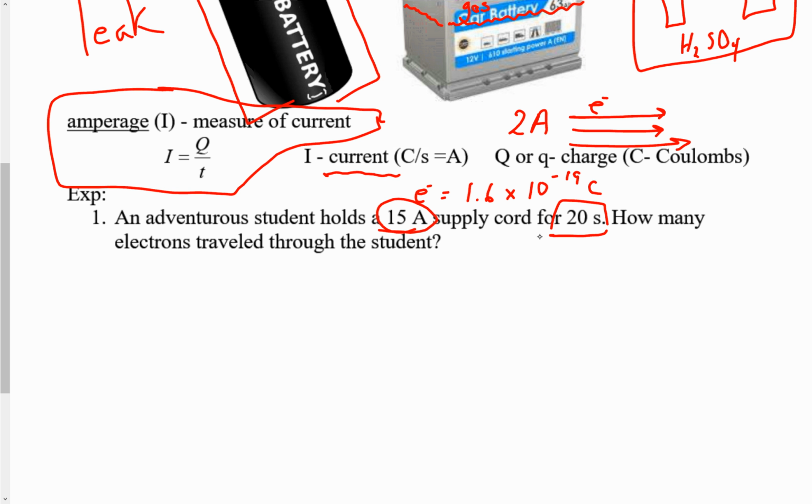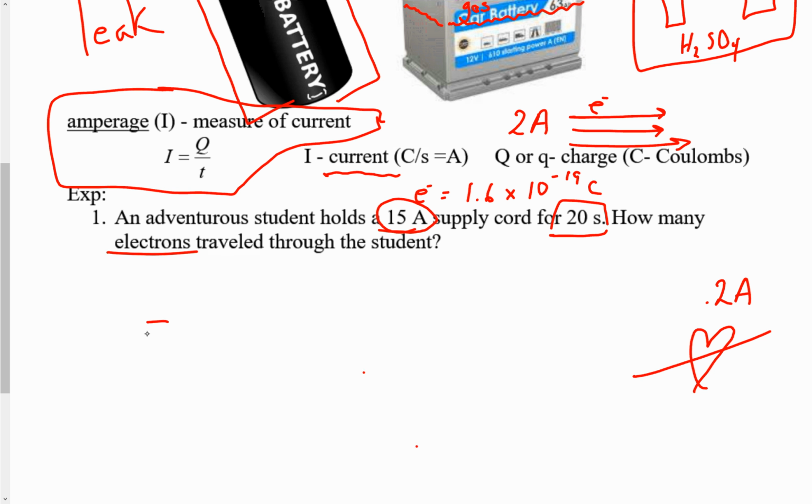But anyway, I think we'll learn later in the next unit that 0.2 amps, especially through the heart, is actually enough to stop the heart from beating. So 15 amps would be an incredibly bad idea. But the question is, how many electrons traveled through the student?